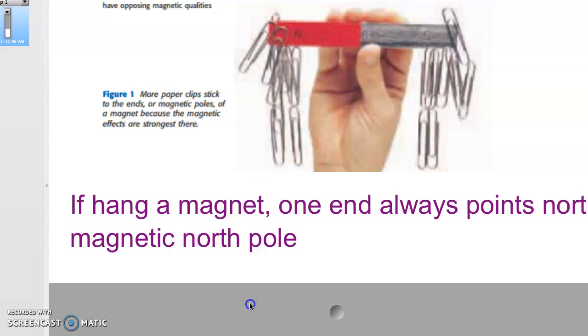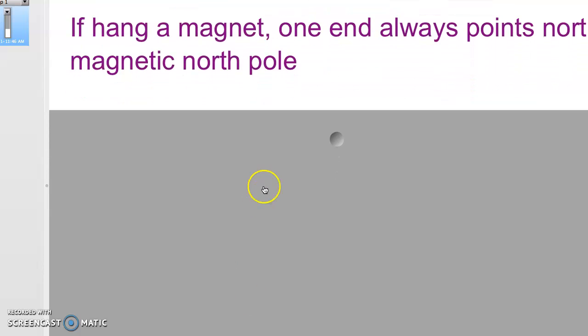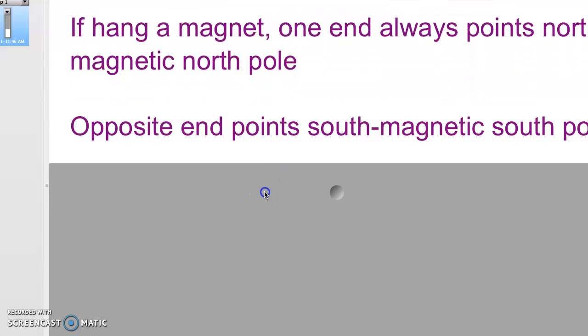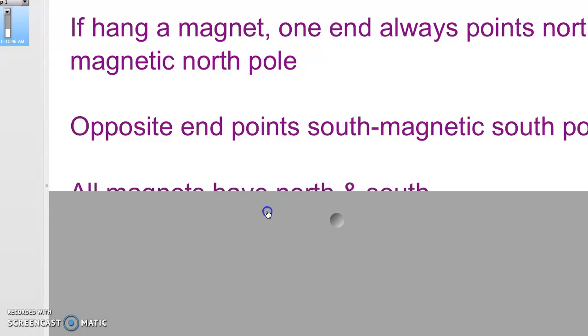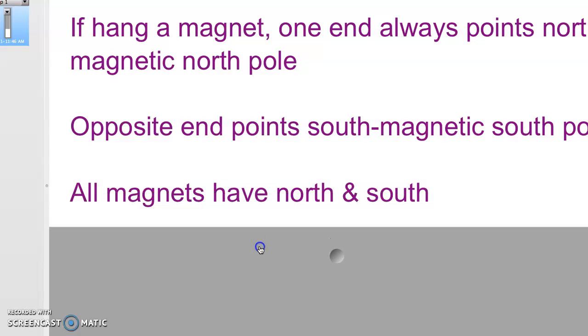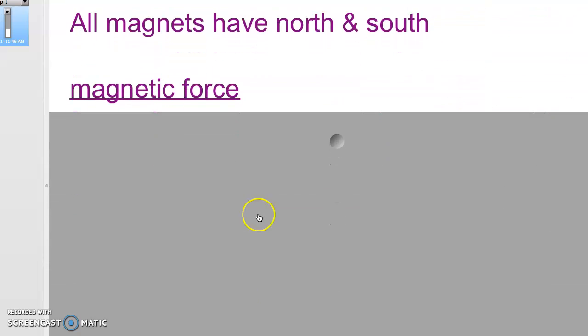So if we hang a magnet, one end always points north, and that is what we call the magnetic north pole. The opposite end points to the south, which we know is the magnetic south pole. All magnets will have a north and a south, and we'll talk about what that looks like if we cut a magnet in a minute.